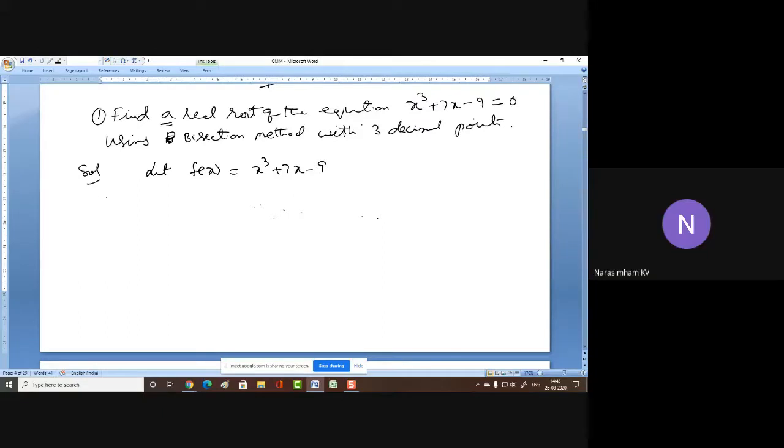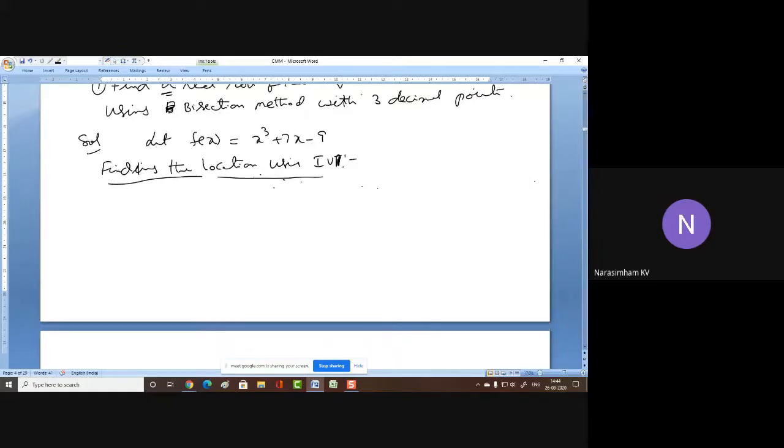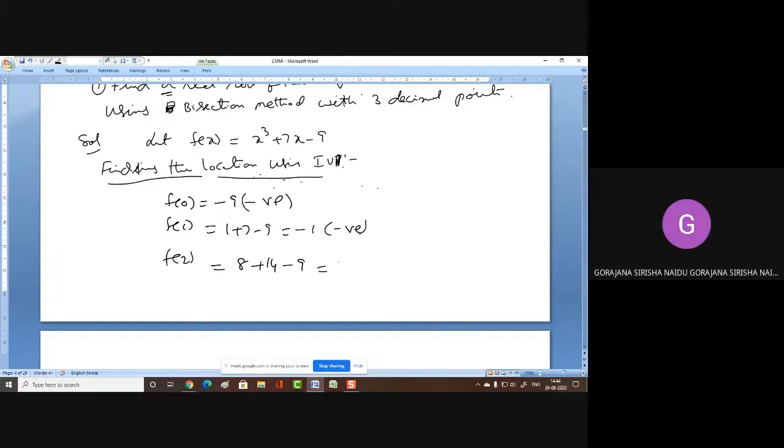Now, what is the next step? Finding the location of the root using the intermediate value theorem. No need to write this, just for understanding. What is the procedure? Put x equals 0: minus 9, negative. x equals 1: 1 plus 7 minus 9, minus 1. x equals 2: 8 plus 14 minus 9, 13. x equals 3: positive.